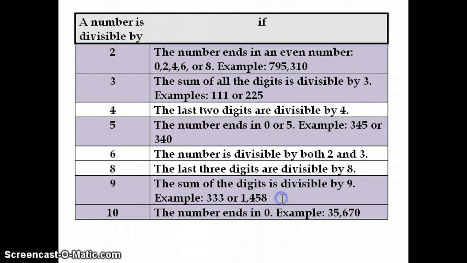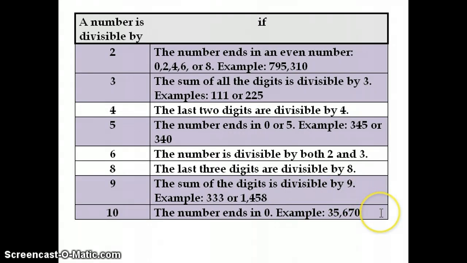Here's another example, 1458. We add those digits. 1 plus 4 is 5, plus 5 is 10, plus 8 is 18. And is 18 divisible by 9? Yes, it is. So we know then that that entire number, 1458, is divisible by 9. So we can find that out much more quickly than if we were to try to divide it.